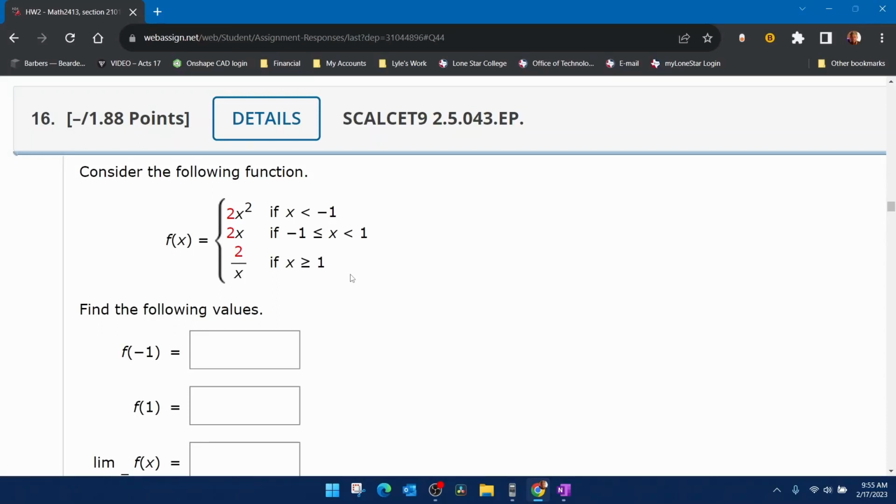All right, here we go. Question number 16 from our Calculus 1, homework number 2 in WebAssign. It says, consider the following function. Here they've given me a piecewise function. And to start off with, they want us to find a couple of function values.